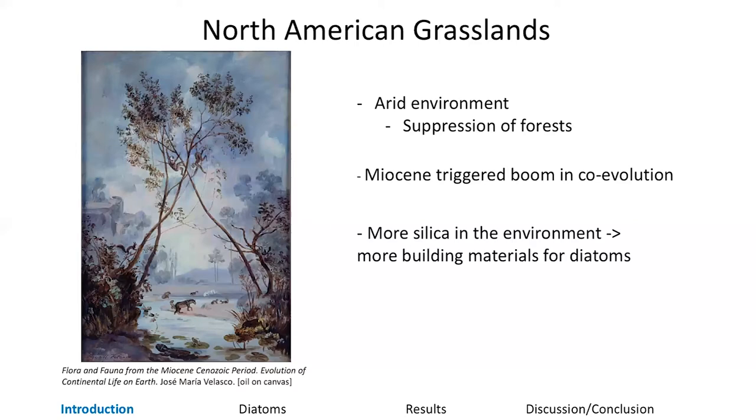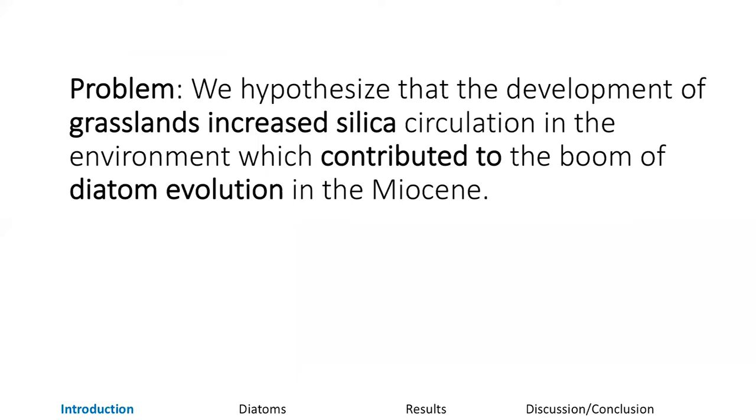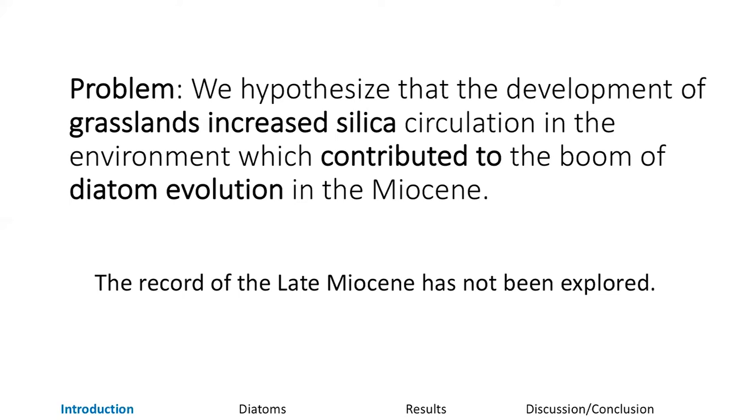So what is happening? Basically, we hypothesize that there is a connection between grasslands developing and increasing the amount of silica in the local silica cycle, diatoms evolving due to this increase, and of course, these are all things that are triggered by global climate changes. And while this record has been investigated a little bit, the studies that are out there are typically focused on the early Miocene, and there's very little pertaining to the late Miocene. And that is where I come in.